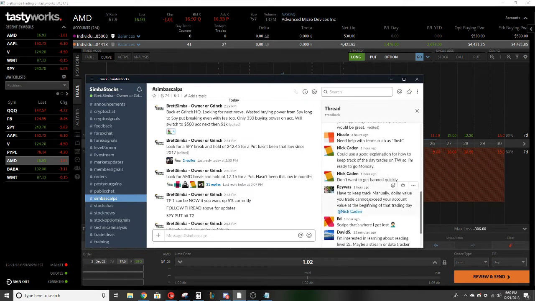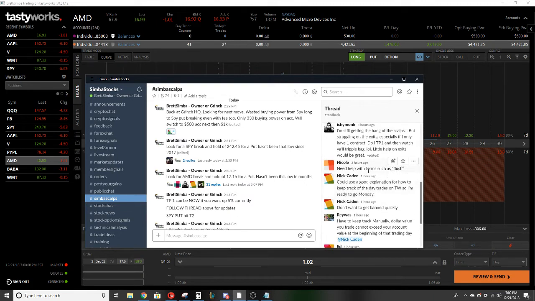Need help with terms such as flush. Okay, terms like flush. Flush means flush down the toilet. What does that mean? Drop. Free fall. What does that mean? There's no support. There's no support clearly stated on the chart, so it's probably going to fall a good amount from wherever I said that it's going to free fall.